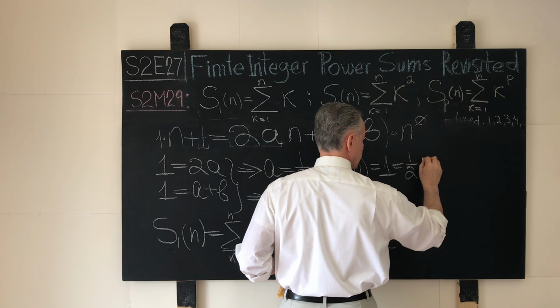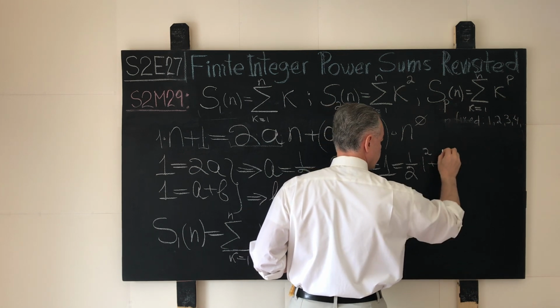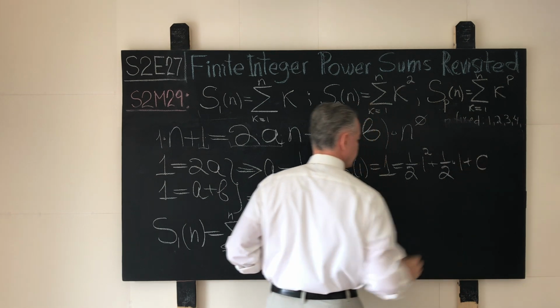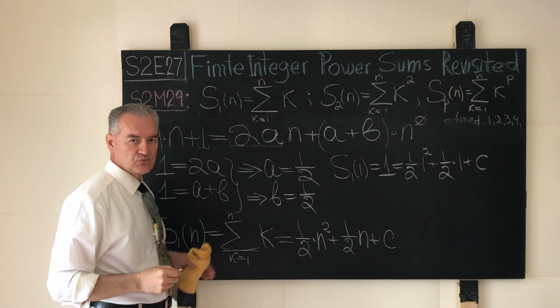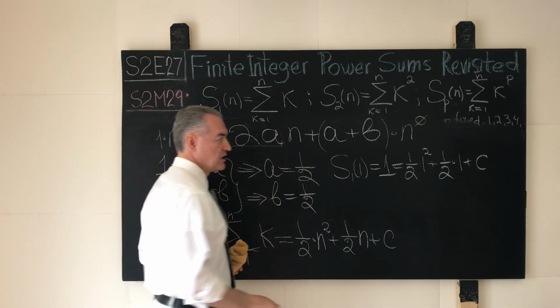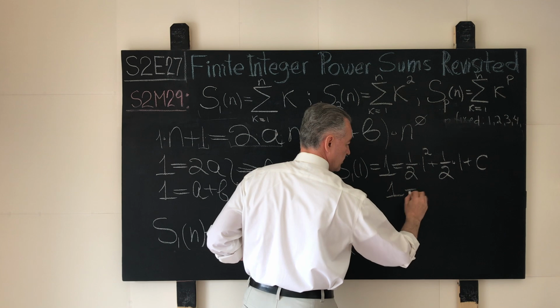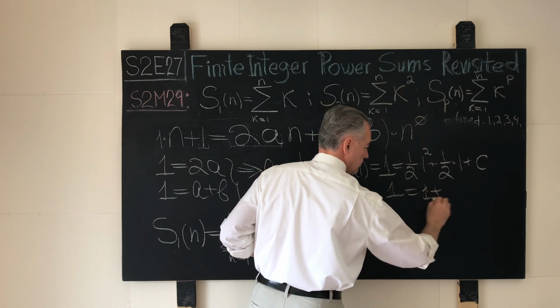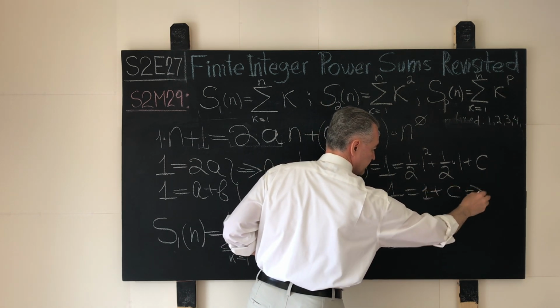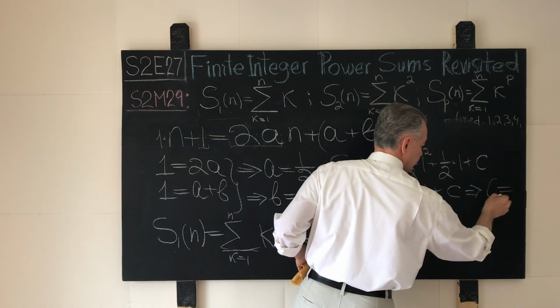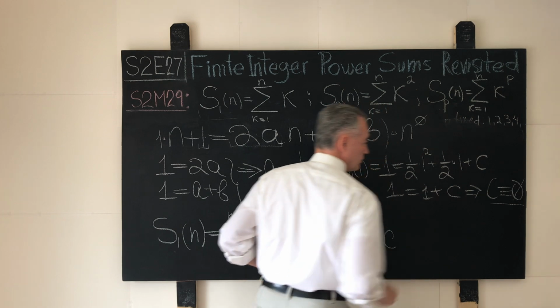1/2 times 1 squared plus 1/2 times 1 plus c. So what does that tell us? What does this experiment tell us? Well, 1/2 plus 1/2 is 1. So essentially we have 1 equal to 1 plus c. What does it imply? It implies that c is a big fat 0.